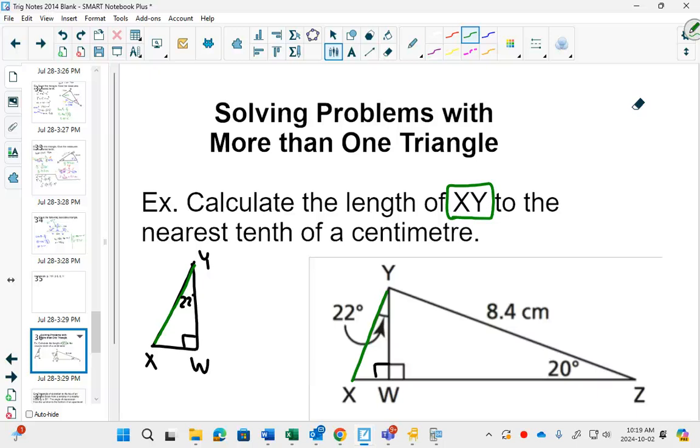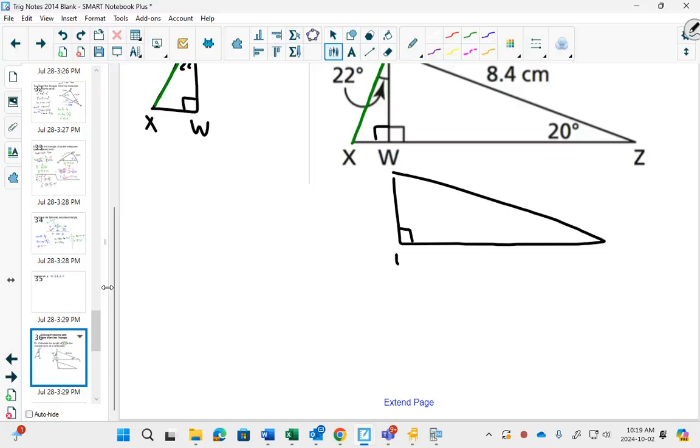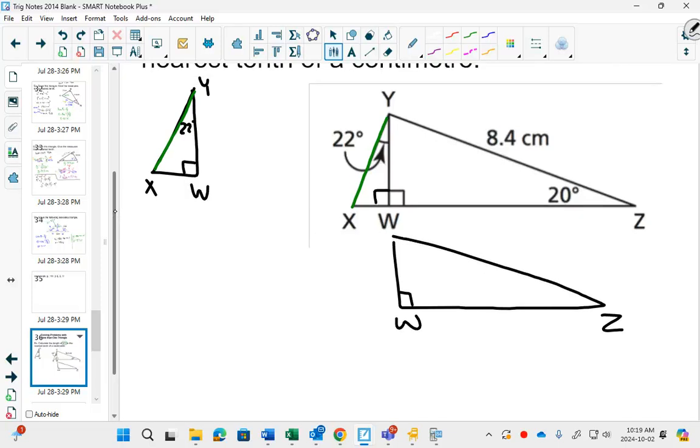But there's a second right angled triangle. If I look at the second right angled triangle, and I'm going to redraw it underneath here, and sometimes it's helpful for you to redraw them. Top is y. In this one, I know 20 degrees, and I know 8.4. So I know two pieces of information. I could, if I wanted to, solve the entire triangle.